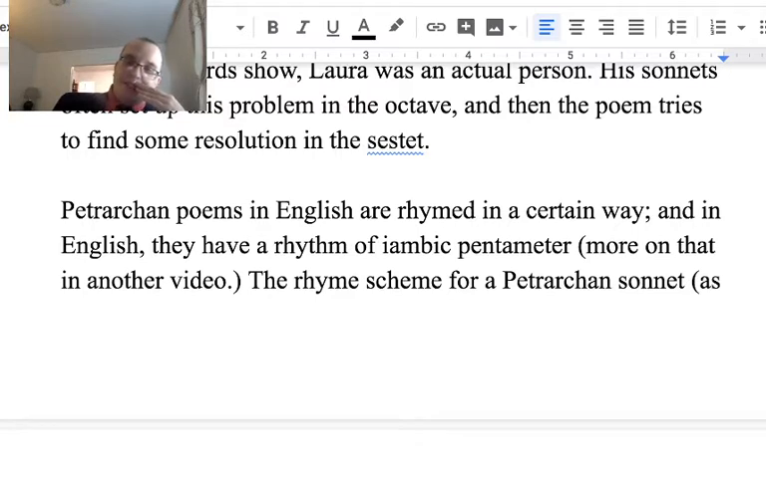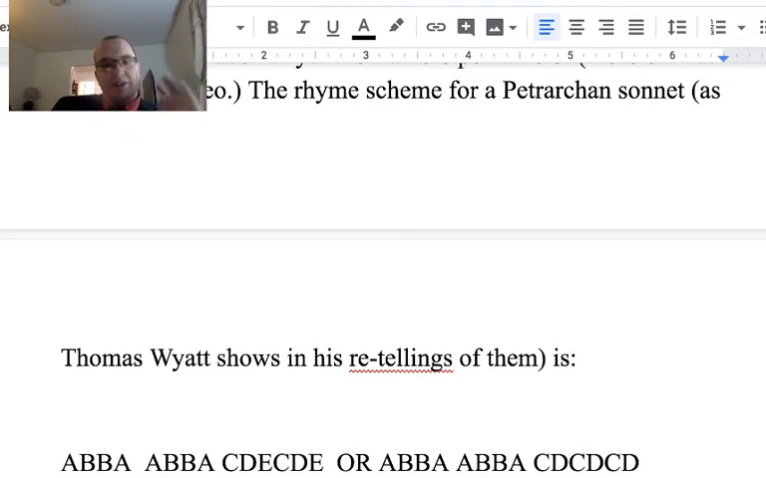So da da da da da da. It kind of takes a da, yeah, da da da da da da, an unstressed syllable and a stressed syllable. More on that in another video. What I'm going to discuss for right now is the rhyme schemes. All of these poems have a unique rhyme scheme, okay?